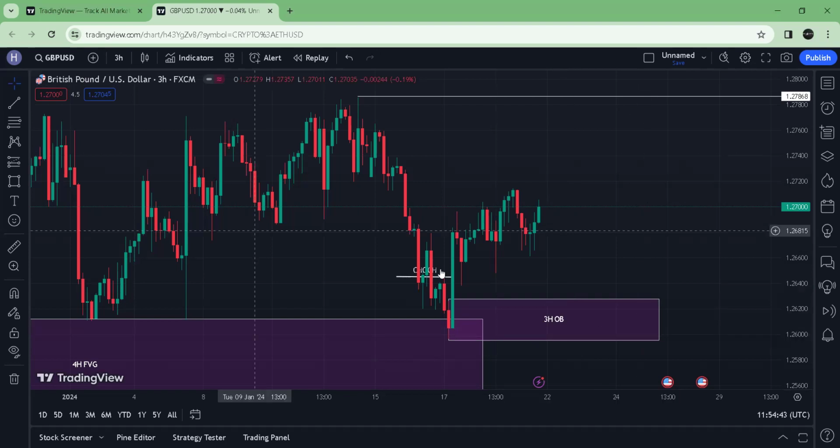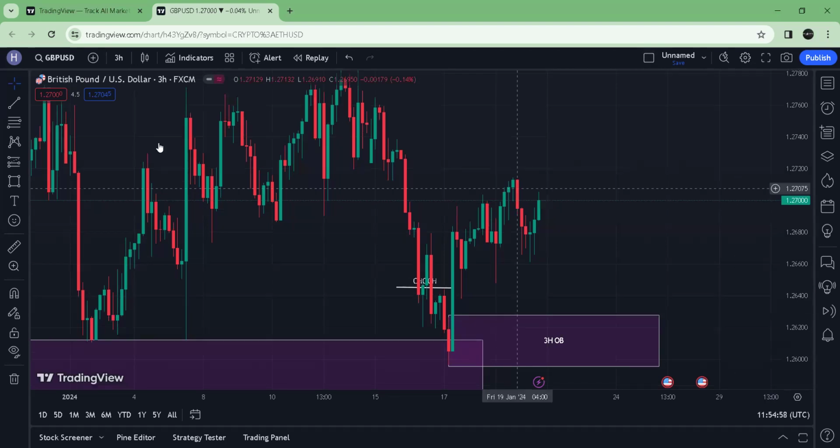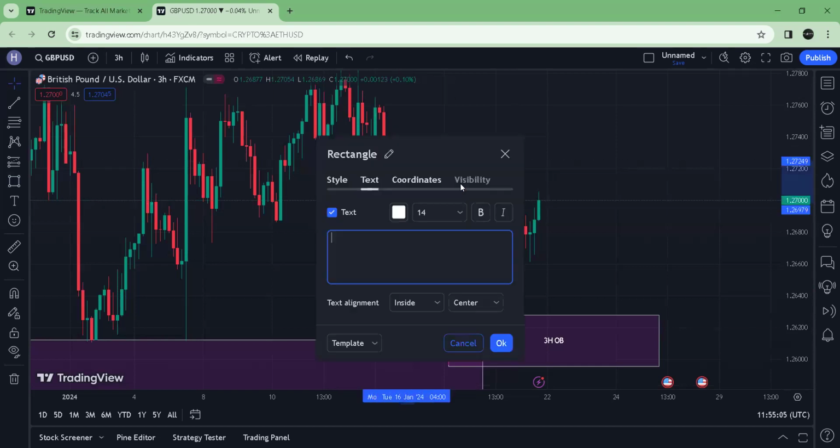So we're not going to mark these liquidity points. We don't want to make our chart messy. What we need to mark now are reasons for price to come to this order block, then go up. So what can we see? We can see this fair value gap right here.